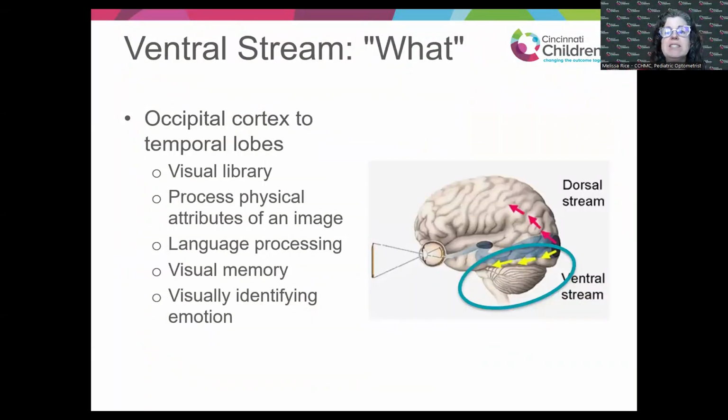And the ventral stream is the what pathway. So you have occipital lobes to the occipital cortex, sorry, to the temporal lobes. And that's our visual library, remembering all our friends in school, our classmates, processing physical attributes of an image, language processing, and visual memory and identifying emotions.